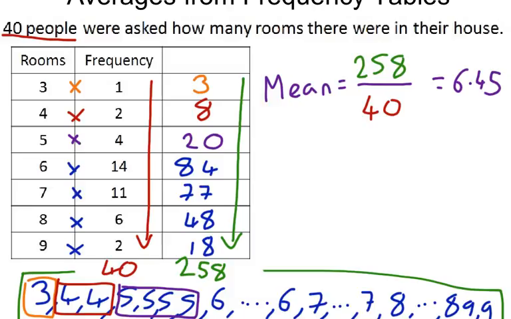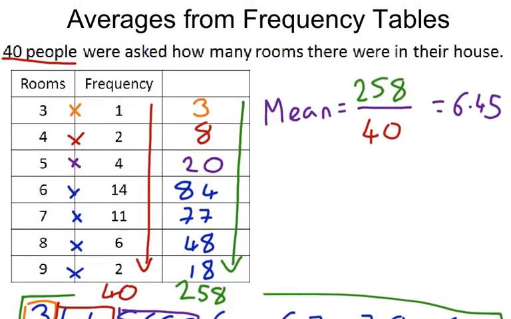When you're doing this, you should always label this extra column here, and the way we label it normally is XF, where X is our data and F is our frequency. We multiply the data by the frequency and then add them all up.